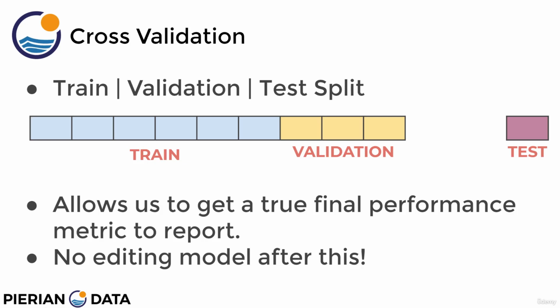It's your final performance that you end up reporting. So we get a true final performance metric to report, and you do not edit or try to tune model hyperparameters after this. It's for the sake of getting true performance metrics from the model as honestly as possible. This is why it's kind of more philosophical than quantitative.